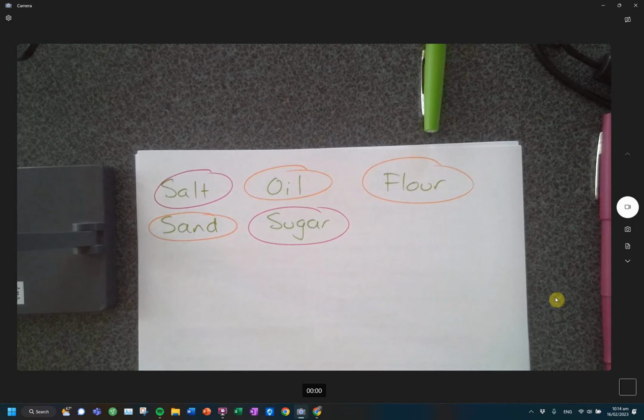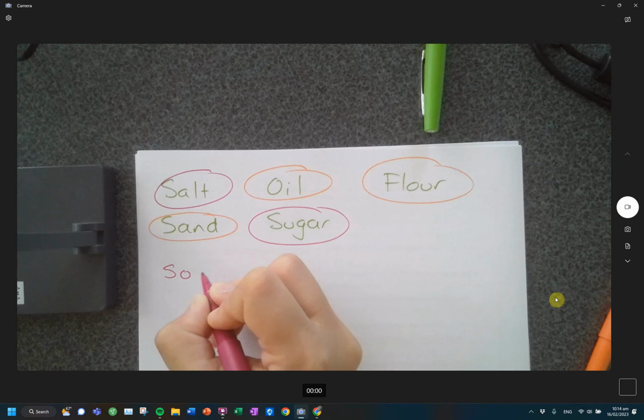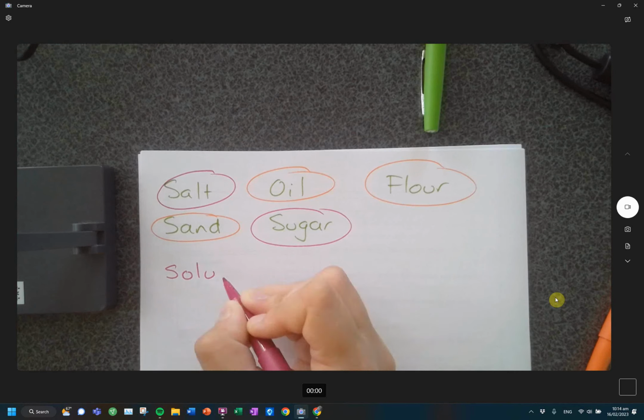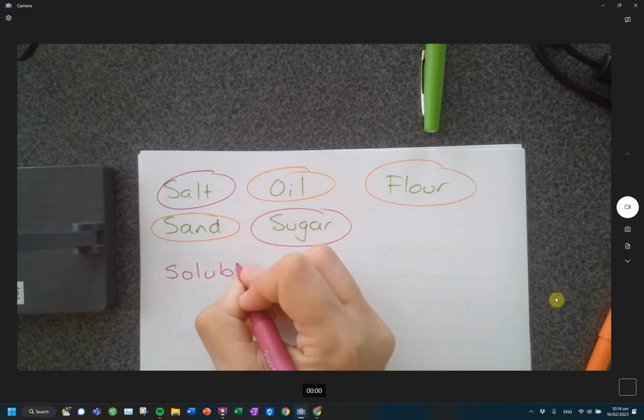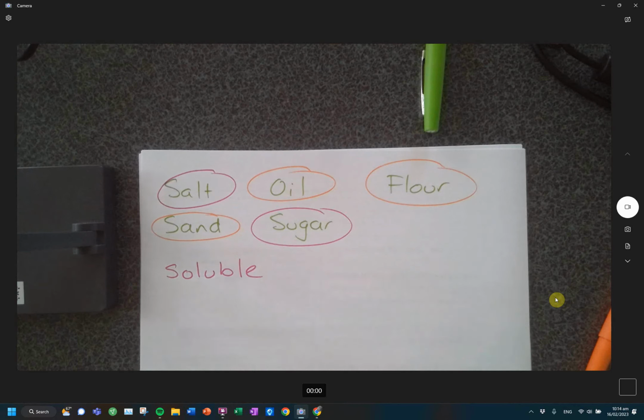I don't know if that helps you. One word starts with an S, the other word starts with an I. And it has something to do with water. Salt and sugar, they're both white. I'm going to start writing the word, and then you guys are going to... Solution. All of those things are soluble, so they will dissolve.